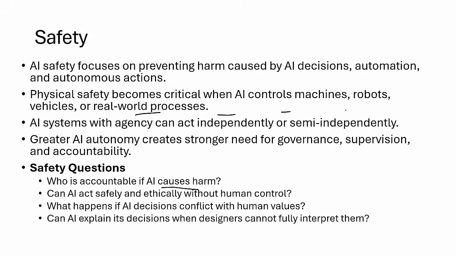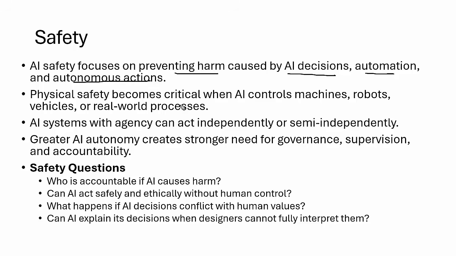The next thing is called safety. Safety is another important thing required because nowadays we have Tesla cars, automations, and all that. So AI safety focuses on preventing harm caused by AI decisions, automations, and autonomous actions. In 2022, an autonomous vehicle in the US basically ran over a pedestrian. So we need some kind of process in place if it's going to hurt any individual and all that. So we should take control over the things.